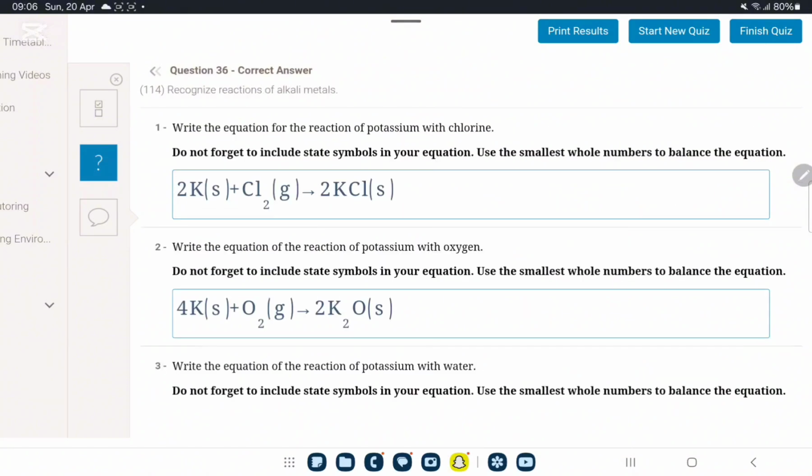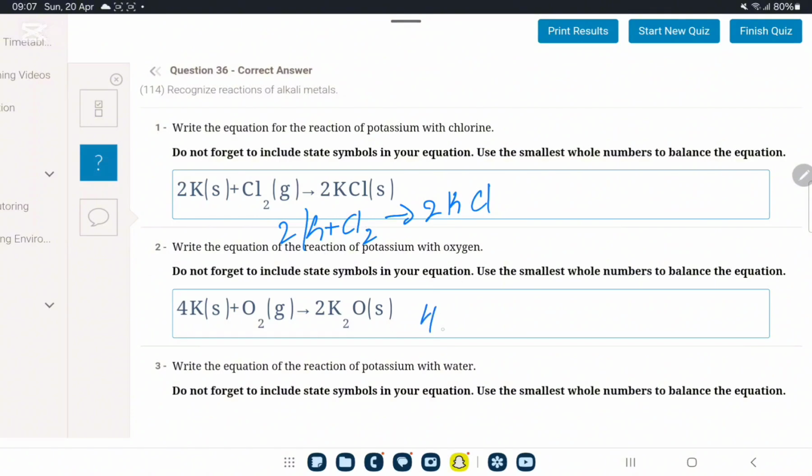Here they're asking for the reactions of alkali metals with chlorine, oxygen, and water. So with chlorine, the form is 2M, M is alkali metal, plus Cl2 produces 2MCl. So here it is balanced, the form is balanced. So they're asking about potassium, K, so you replace the M with K, and that's it. Again, you have to memorize this.